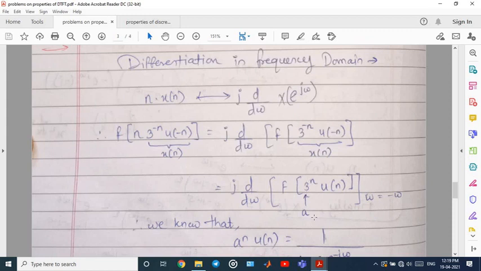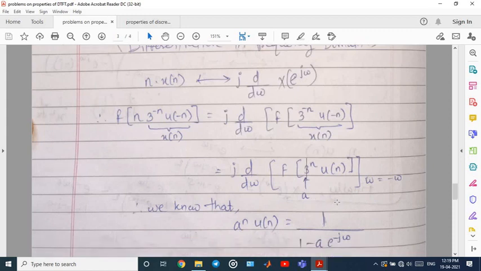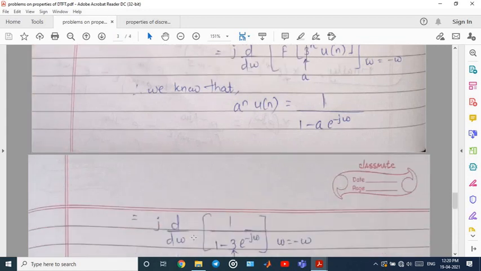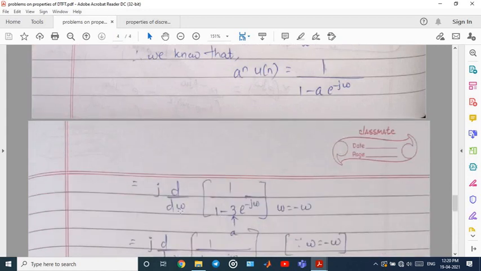So we know the discrete time Fourier transform of that standard term. In this case alpha, or a, is 3. We know that the Fourier transform of alpha to the power n u of n is 1 upon 1 minus alpha into e to the power minus j omega. So just put down the values: j as it is, d by d omega of 1 upon 1 minus 3 e to the power minus j omega. Then just write omega equal to minus omega.